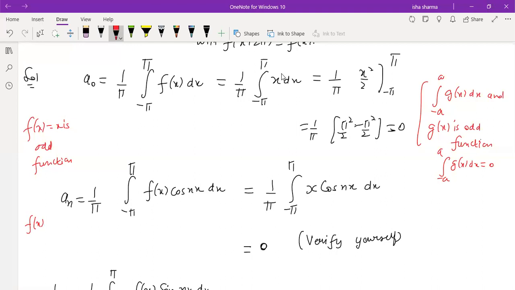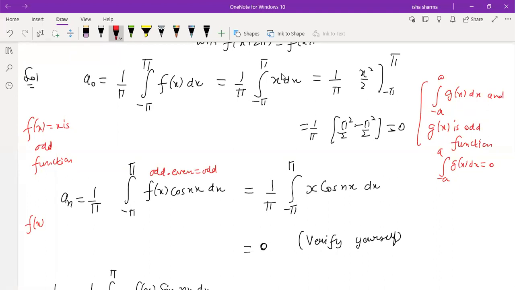Here the integrand was f(x) into cos nx. Cosine is an even function, right? Cos of minus theta is the same as cos of theta. But f(x) is odd. So odd multiplied with even will be odd, right? Odd into even is going to be an odd function. Therefore, there also the value of the integral is turning out to be 0.